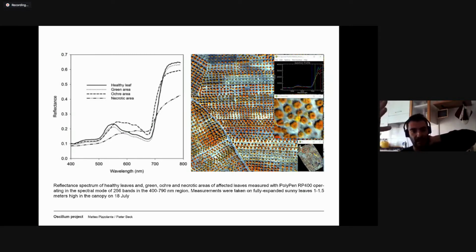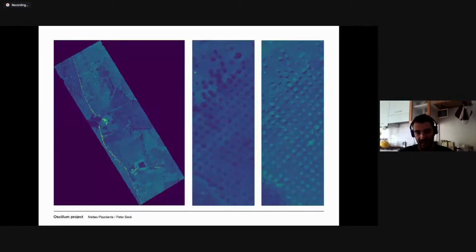So these two pictures on the left side are an example of a graphic of the reflectance spectrum of a healthy leaf, the green area, and the necrotic area. And on the right side, it's a picture taken from an aircraft, and you can see the reflectance graphic at the level of a canopy. And these ones are the data that the group gave me.